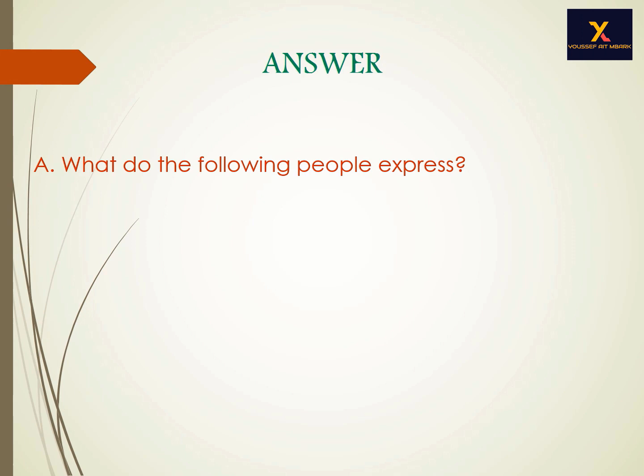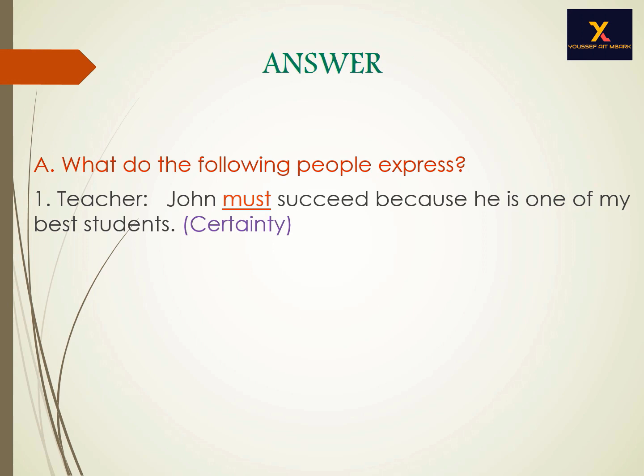This is the answer to the exercise. What do the following people express? Teacher, John must succeed because he is one of my best students. Here we have used must plus an infinitive. We have must plus succeed to express certainty. It's like we said, John will certainly succeed in the exam.